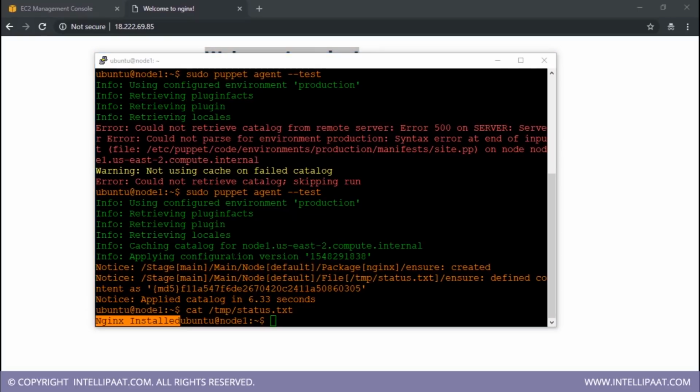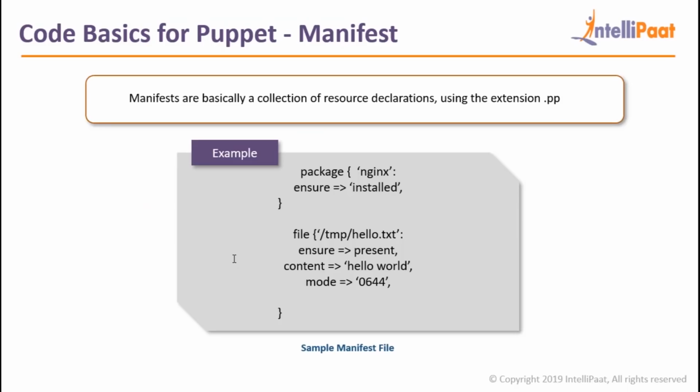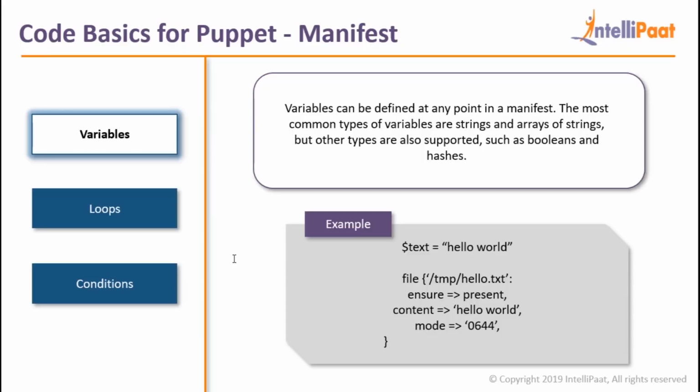Let's see what is next in our slides. All right, so we've basically created a manifest. Let's go ahead and see the different things we can do with the manifest, right? So there are 3 components of manifest. Basically, we can call these components, which can be used inside manifest for greater functionality.